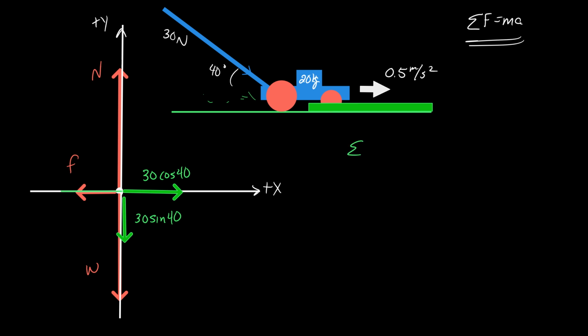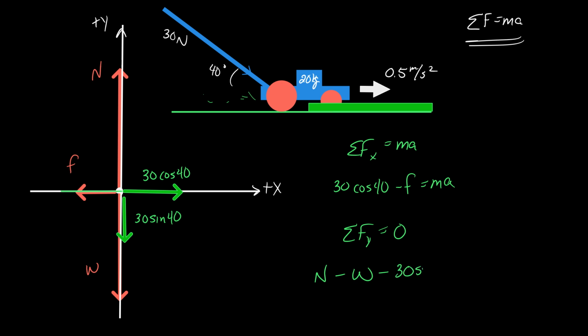So now, net force in the x direction, net force in the y direction. Which one of these is MA? X direction. The other one is 0. So I have 30 cosine 40 minus friction equals MA. I have normal minus weight minus 30 sine 40 equals 0. This is where I'm expecting you to go tomorrow. I expect this level of work in less than 10 minutes.